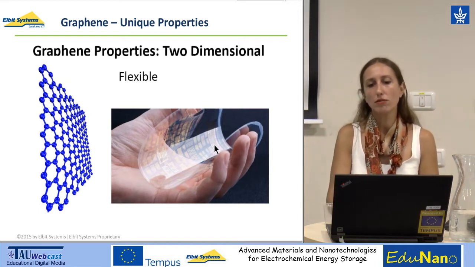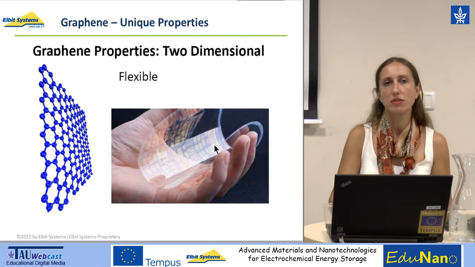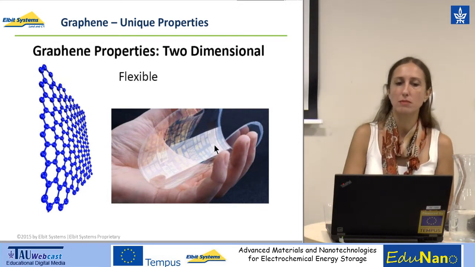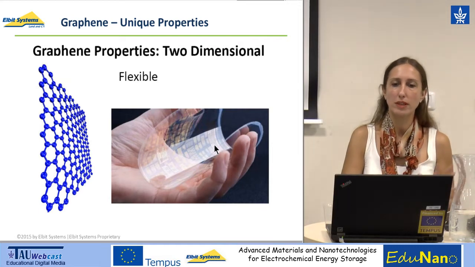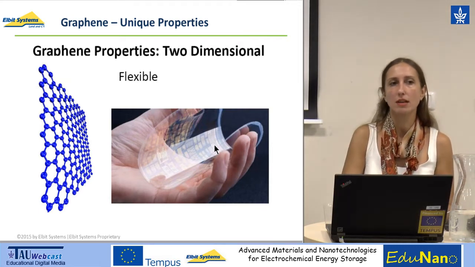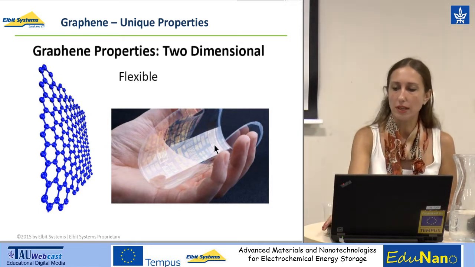On the other hand, you can see that one sheet of graphene is very flexible. So it gives rise to graphene applications in the whole world of flexible electronics. And this is envisaged to be the most promising market sector for graphene, flexible electronics.